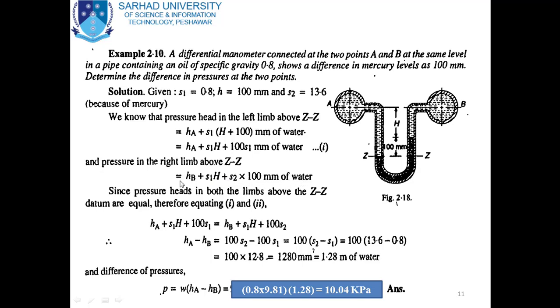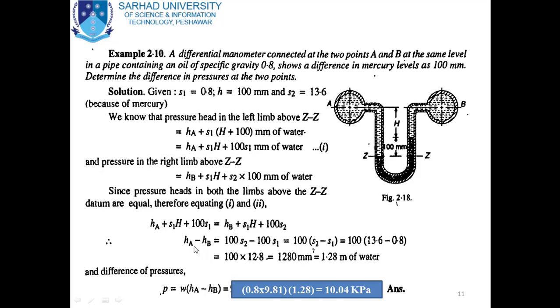Now since the pressure head in both the limbs above the datum ZZ are equal, let this be equation 2. So equating equation 1 and 2, because the pressure above the datum line are equal, we get HA plus S1 capital H plus 100 S1 equal to HB plus S1 capital H plus 100 S2. This S1 capital H will cancel out with this S1 capital H because they are common on both the sides.